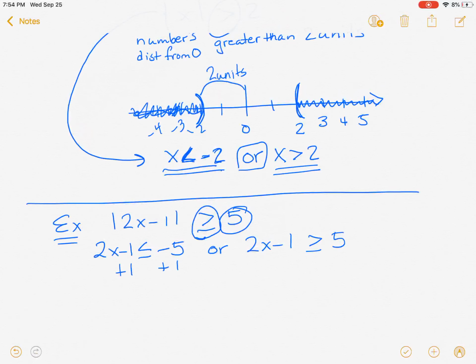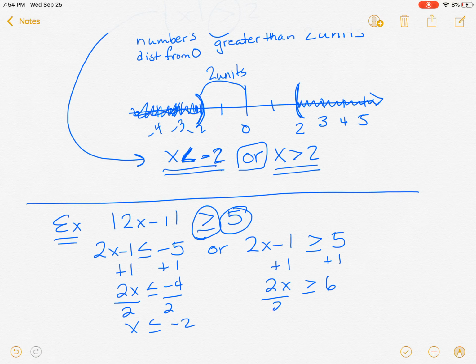I'm going to add 1 to both sides and get 2x less than or equal to negative 4. Divide both sides by 2, and I get x less than or equal to negative 2. On the right-hand side, I'm going to add 1 to both sides so that I get 2x greater than or equal to 6. Divide both sides by 2, and I get x greater than or equal to 3 with the word or in the middle.